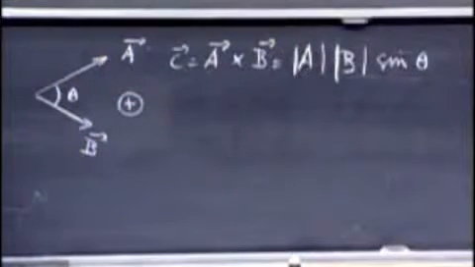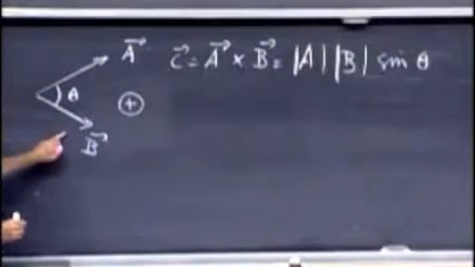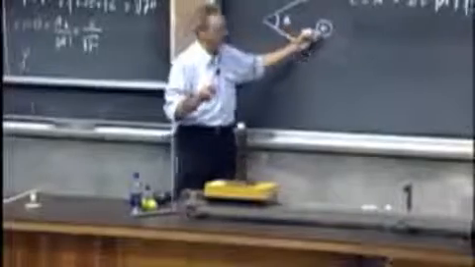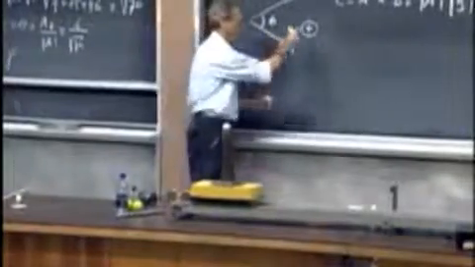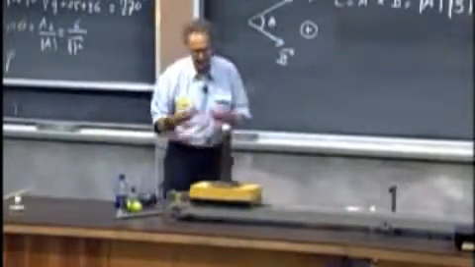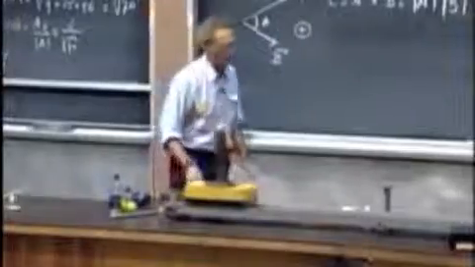A cross product is always perpendicular to both A and B. But it leaves you with two choices. It can either come out of the blackboard or it can go in the blackboard. And I just told you which convention to use.